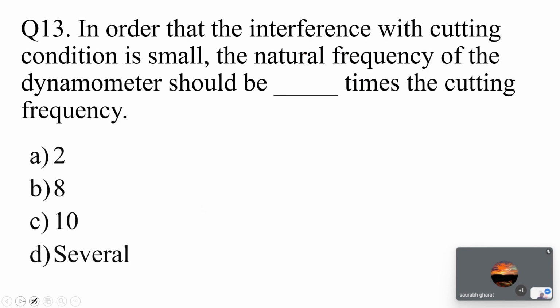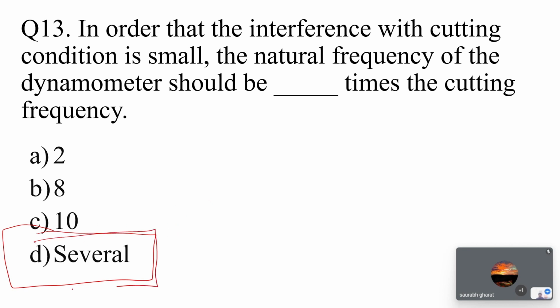In order that the interference with cutting condition is small, the natural frequency of the dynamometer should be several times the cutting frequency. It is mentioned because if the dynamometer starts vibrating again, that vibration may come into your force measurement. So it should be several times.